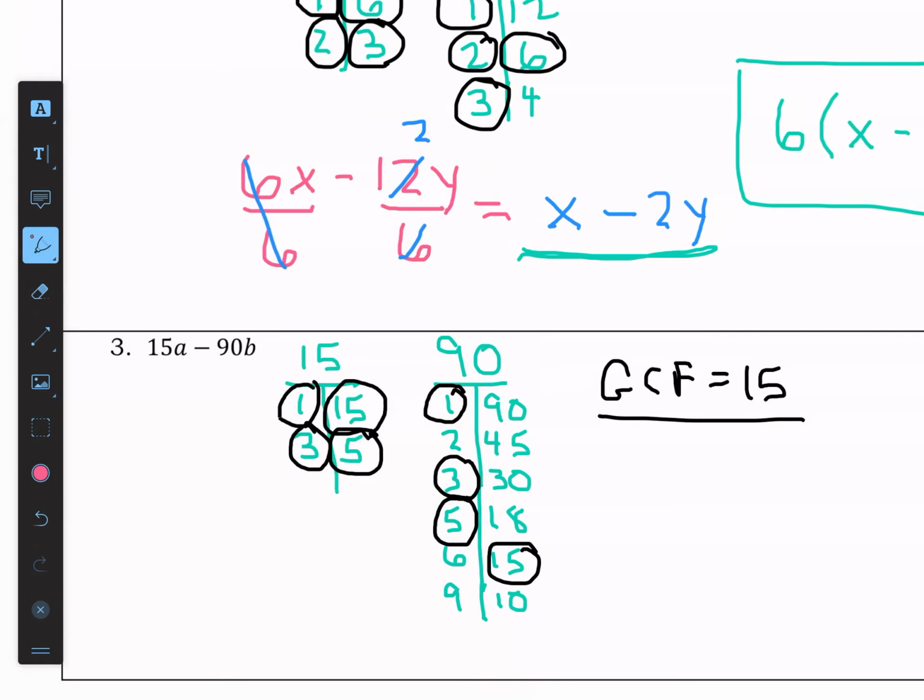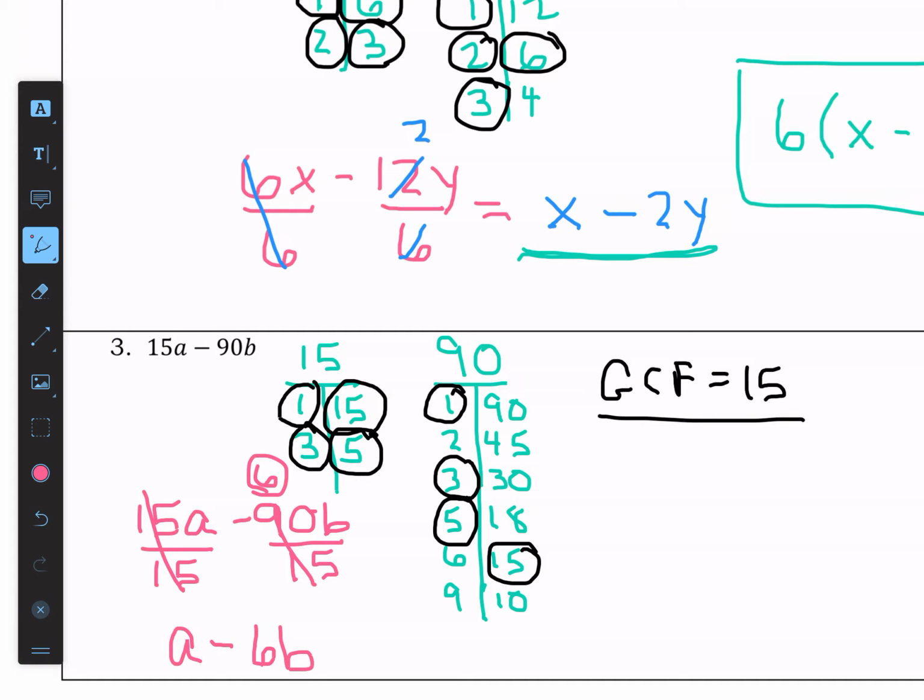So now we are going to take our original expression, our 15a minus 90b, and divide each piece by 15. Okay? So when we do that, here, the 15s cancel out. We're left with a minus. Now, when you do 90 divided by 15 in your calculator, you're going to get 6. So this over here just simplifies to 6. So minus 6, and don't forget the b is still attached to that. So you have to bring the b along with that.